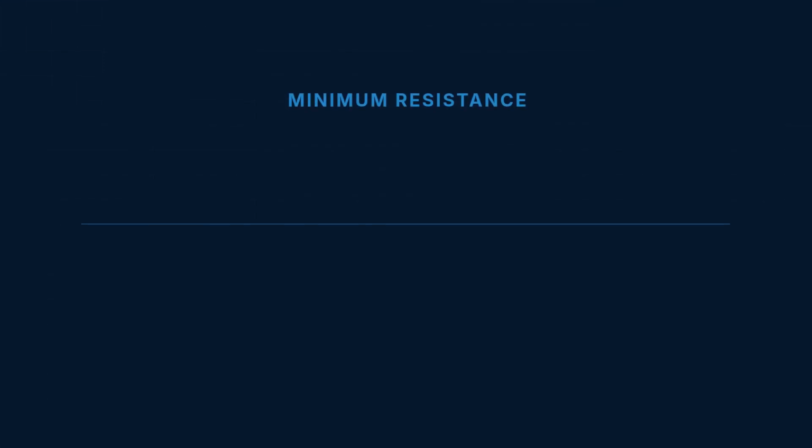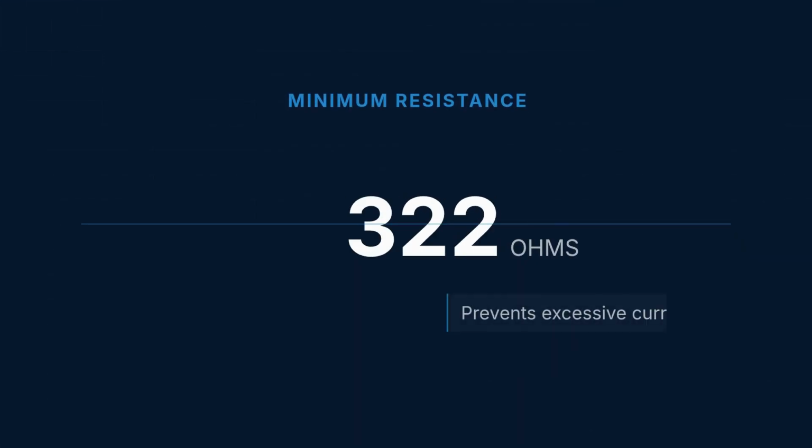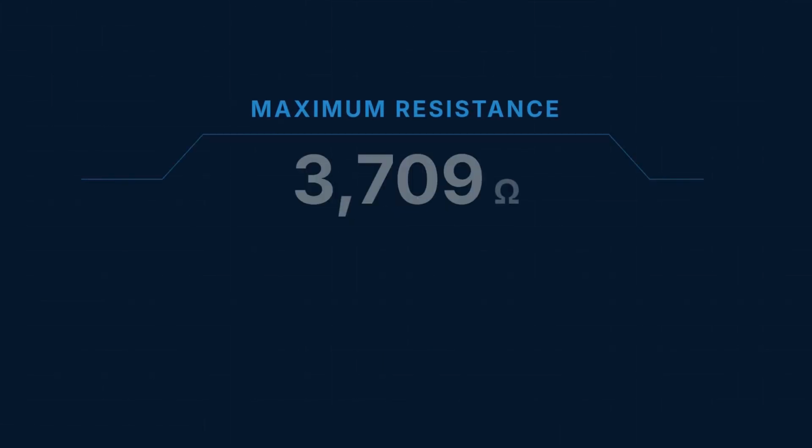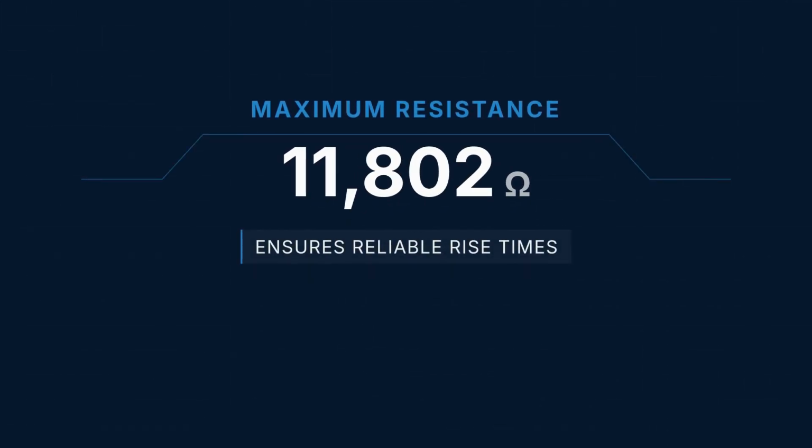The minimum resistance shows 322 ohms, which is the lowest value that prevents excessive current draw. The maximum resistance displays 11,802 ohms, representing the upper limit for reliable signal rise times.